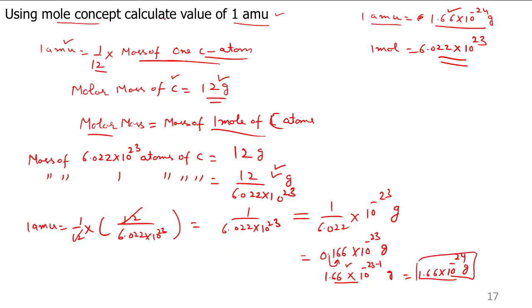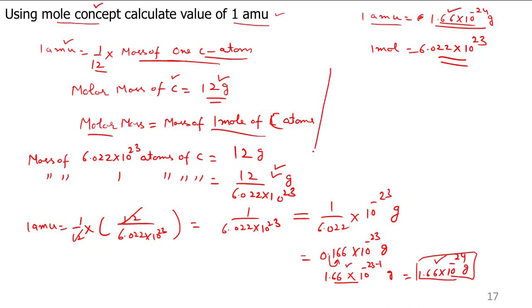So using mole concept, we have calculated the value of 1 AMU, which we use. It is 1.66 into 10 raised to power minus 24 grams. So this is very easy concept.